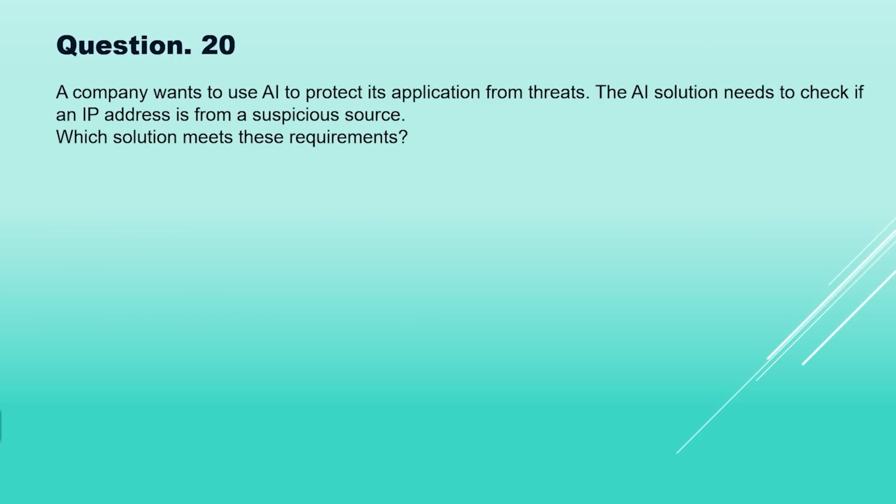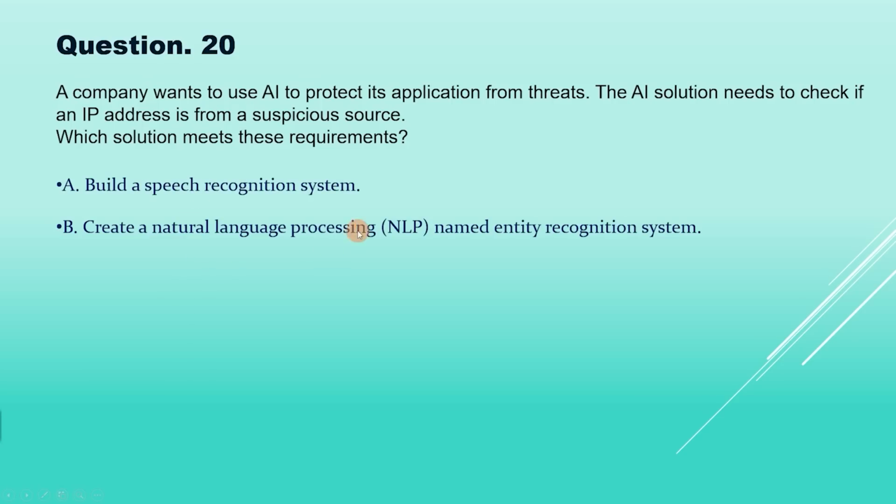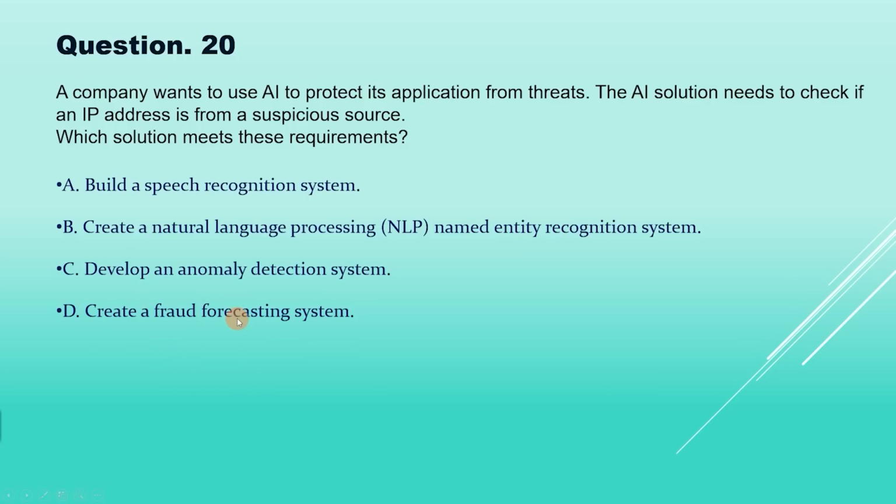Now question number 20. A company wants to use AI to protect its application from threats. The AI solution needs to check if an IP address is from a suspicious source. Which solution meets these requirements? Here are the options: option A, build a speech recognition system; option B, create a natural language processing named entity recognition system; option C, develop an anomaly detection system; option D, create a fraud forecasting system.